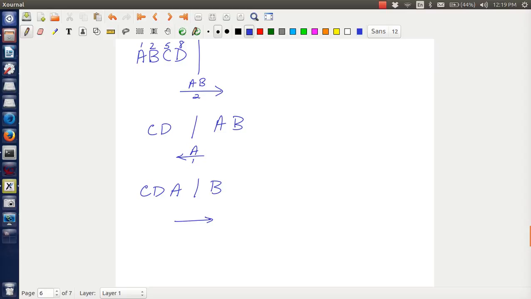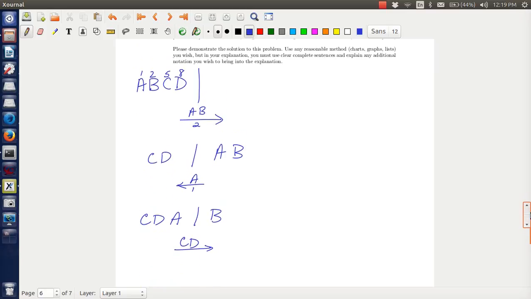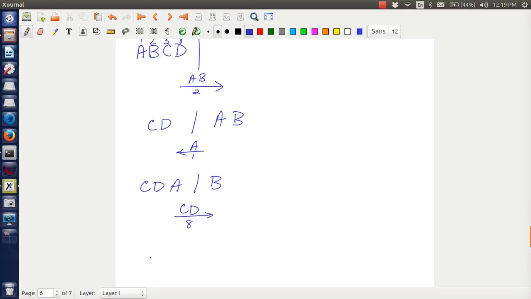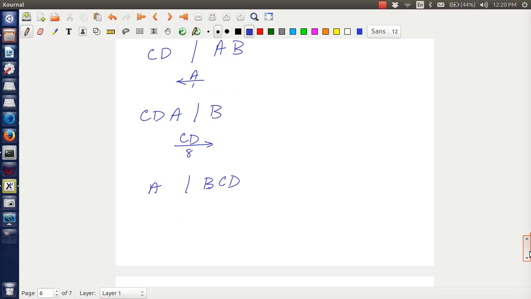Next transition, C and D are going to go over together. We're going to send the slow people over together, but it's going to take 8 minutes. And now B has been joined by friends. Now B is going to shuttle back across. It's going to take 2 minutes. And of course, then you have A, B, C, D.